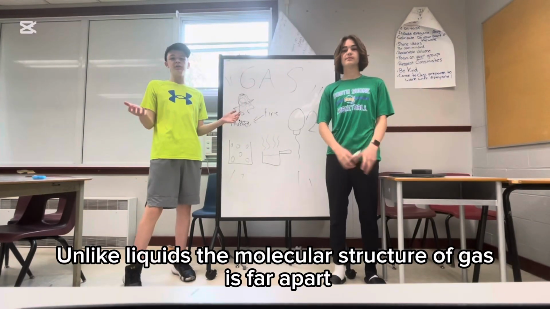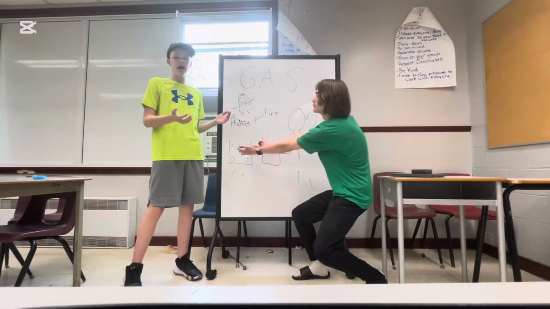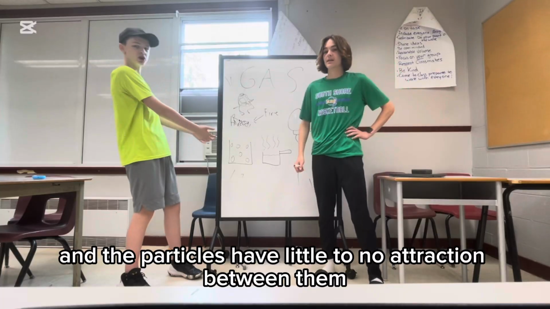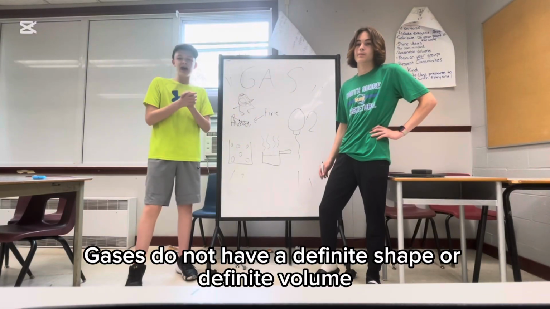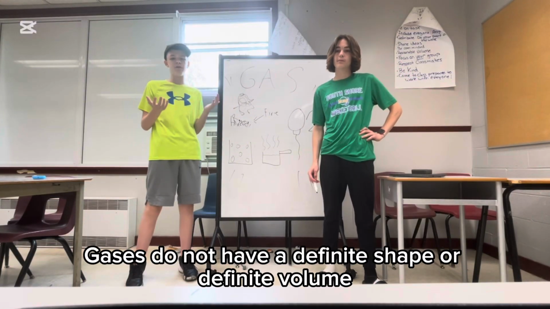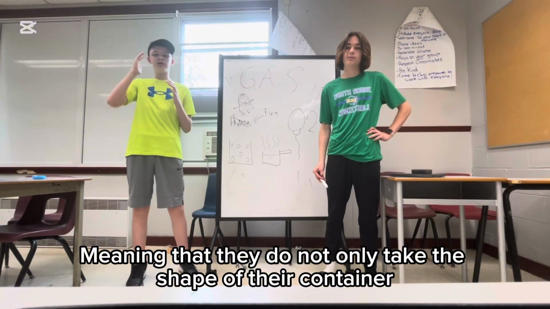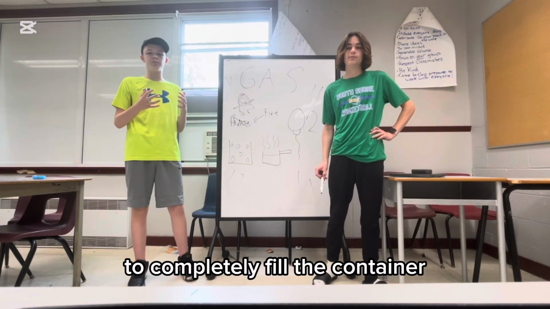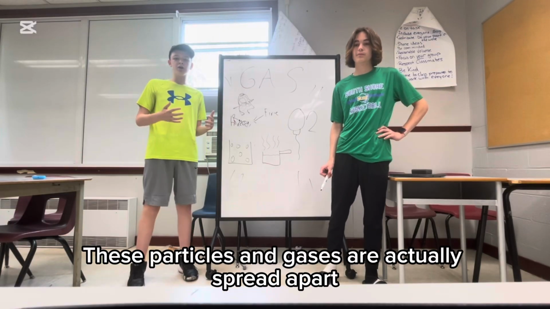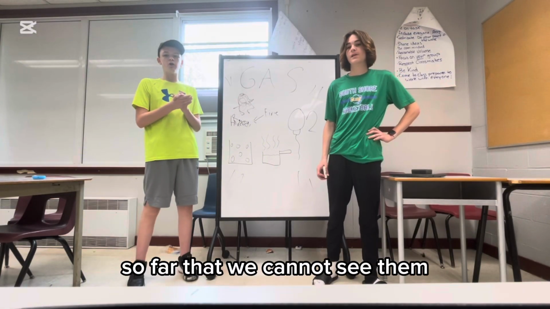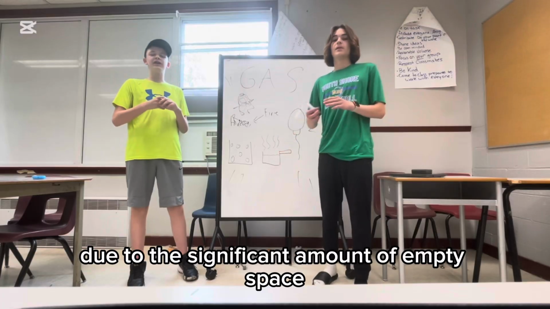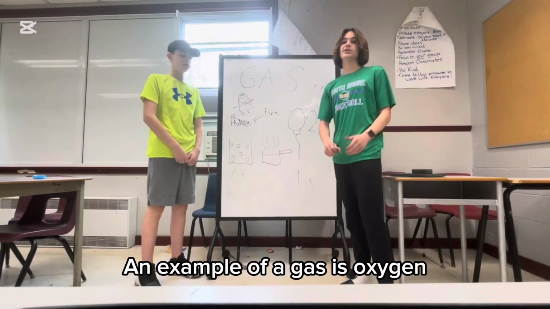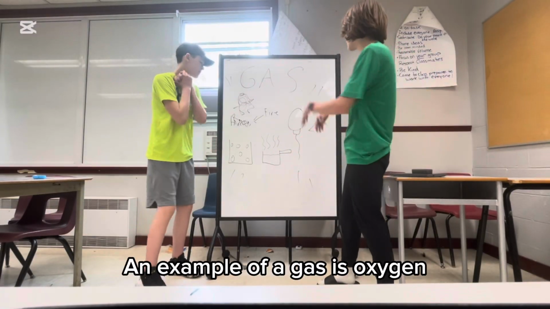Unlike liquids, the molecular structure of gas is far apart, and the particles have little to no attraction between them, like this photo. Gases do not have a definite shape or definite volume, meaning that they do not only take the shape of their container, but they also spread around as much as possible to completely fill the container. These particles in gases are actually spread apart so far that we cannot see them due to the significant amount of empty space. An example of a gas is oxygen.